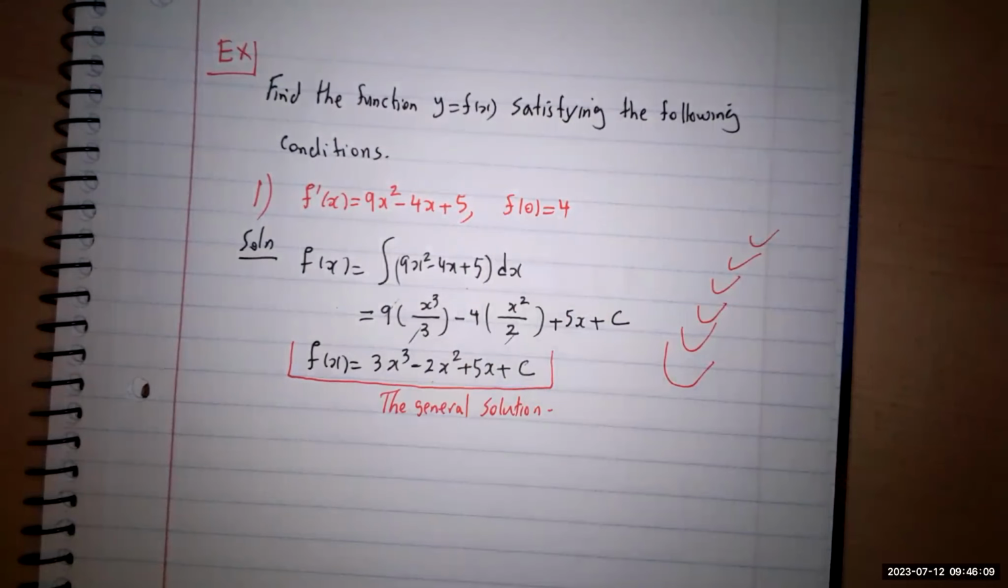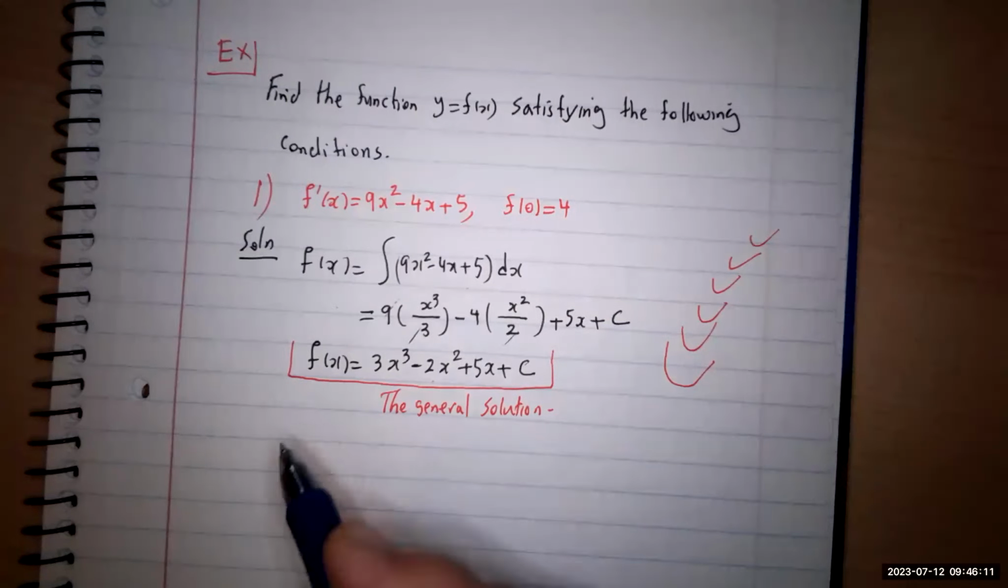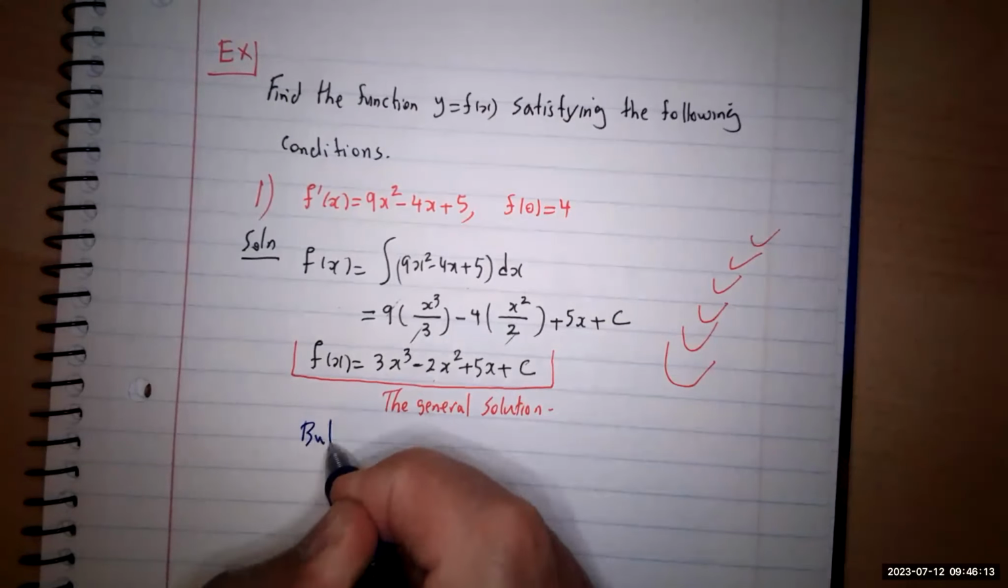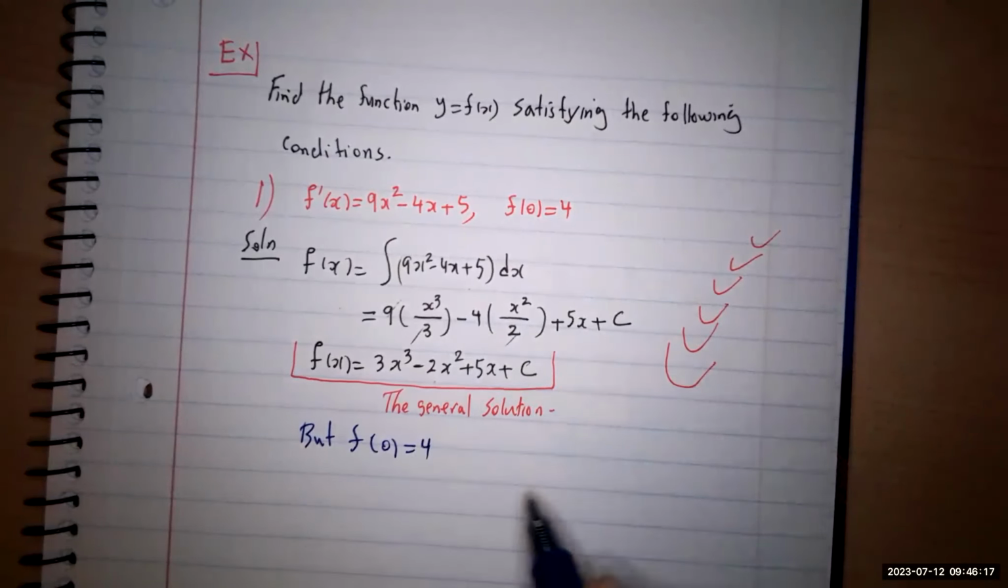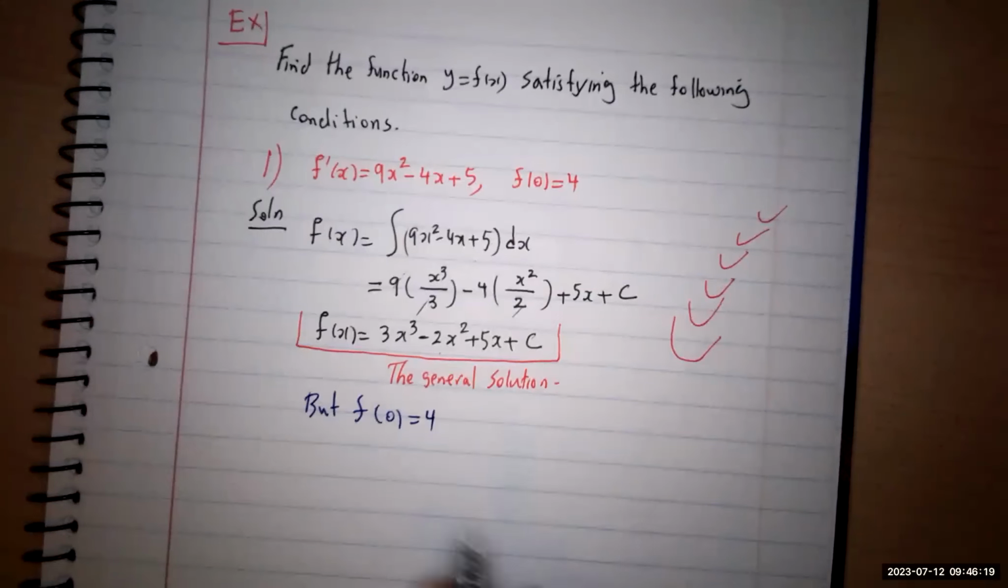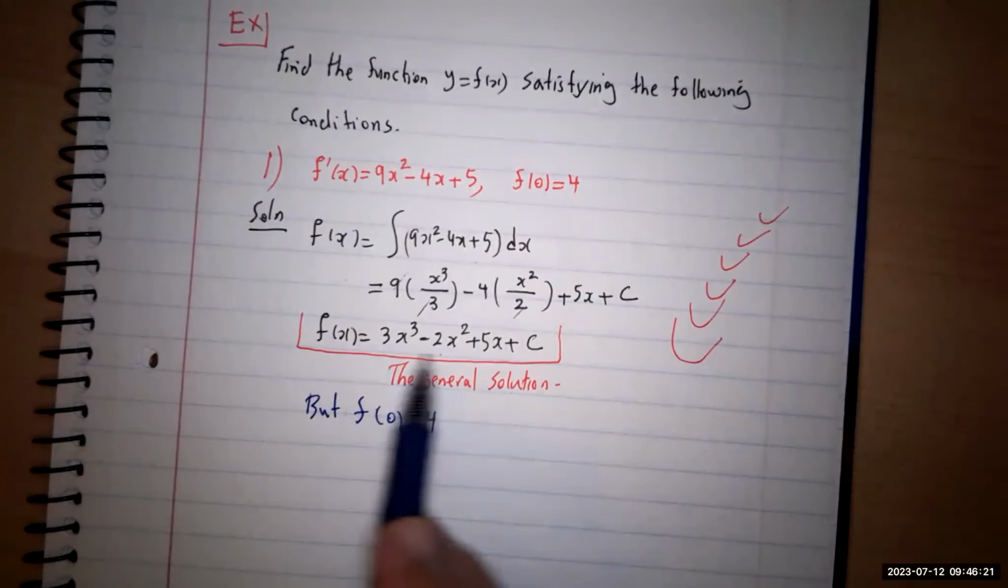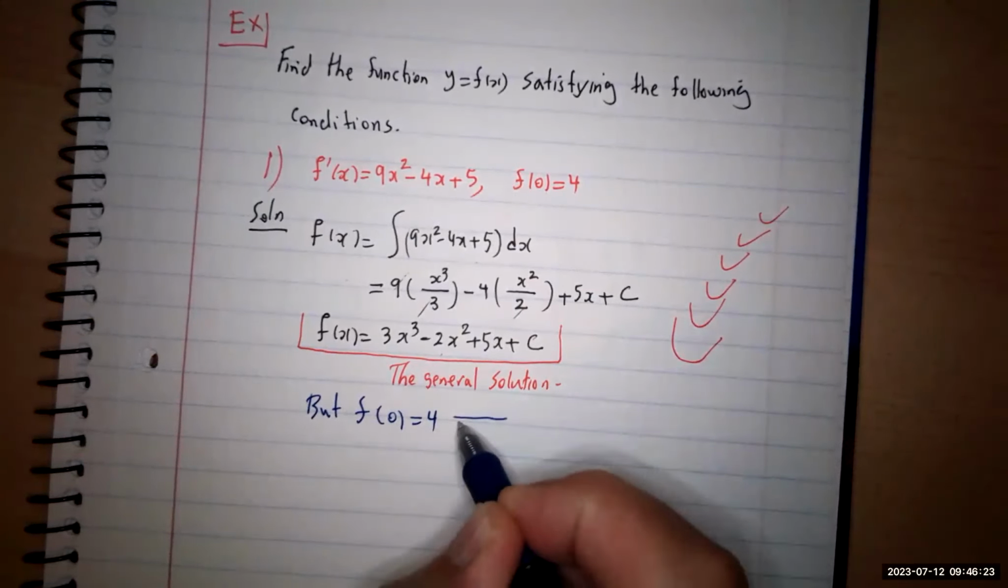So we have the initial condition, we say, oh, but I have f of 0 equal to 4. You see, in order to find the c, you need an equation. This is the equation. So go back, replace the x by 0.